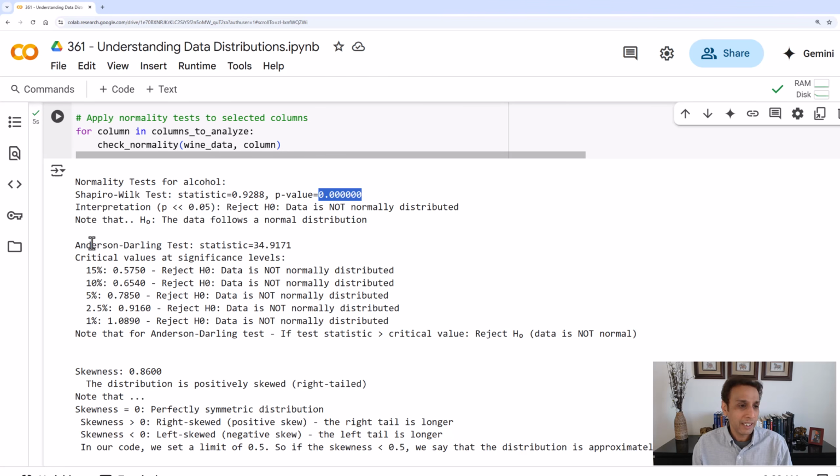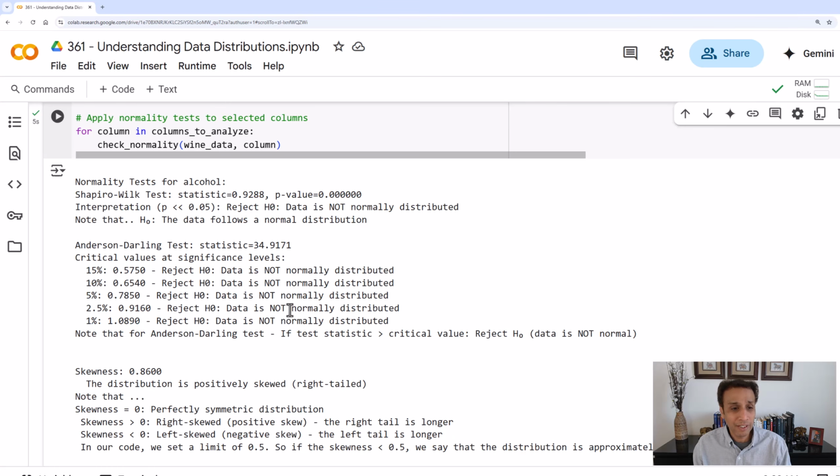Now, the next test would be the Anderson-Darling test, and here our statistic value is 34.9171. Again, I have no clue what that value means unless I look at p-values, right? But for Anderson-Darling, we don't have p-values. We actually have critical values that it reports. And I chose to report critical values at 1%, 2.5, 5, 10, and 15. You can add more, but these are the ones we are printing. And the value here, 0.57, compared to the statistic is much smaller, meaning we can reject our null hypothesis. Even at 1%, we can reject the hypothesis.